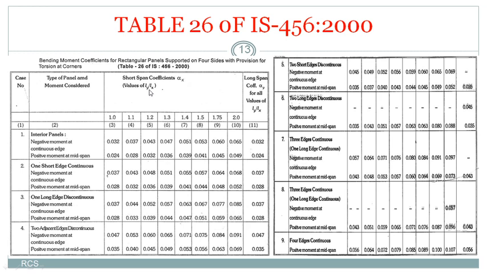Four edges are discontinuous and positive moments are at the midspan. So for Lx, based on the Ly by Lx ratio, we'll get the alpha x value here, and from the Ly by Lx value, we'll get the alpha y value here. See here, unlike your other conditions where we have positive and negative bending moment coefficients, here we have only positive coefficients, because if you draw the bending moment diagram for this condition, no negative bending moment occurs. That's why we have positive coefficient values along the x direction and positive coefficient values along the y direction.